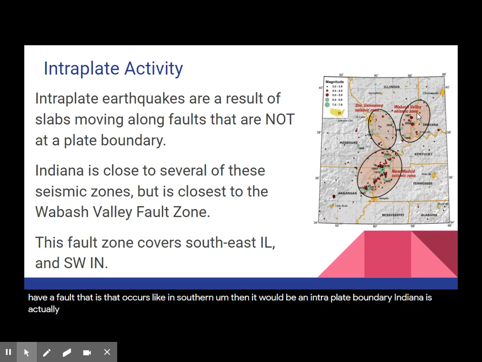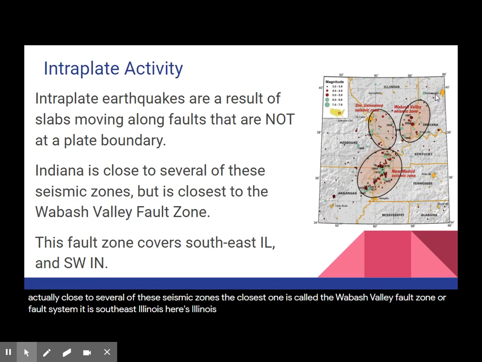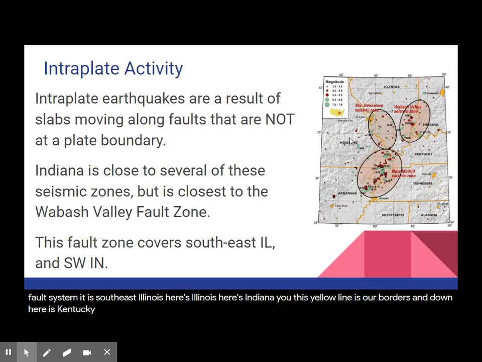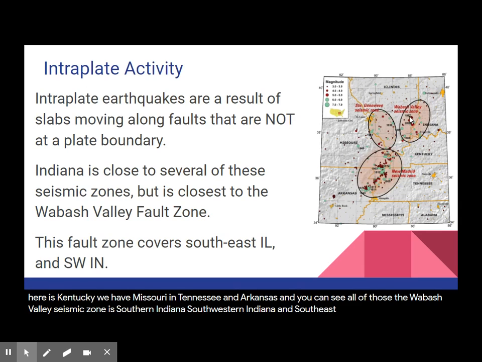Indiana is actually close to several of these seismic zones. The closest one is called the Wabash Valley fault zone or fault system. It is in southeast Illinois. Here's Illinois. Here's Indiana. This yellow line is our borders. And down here's Kentucky. We have Missouri and Tennessee and Arkansas, and you can see all of those. The Wabash Valley seismic zone is southern Indiana, southwestern Indiana, and southeastern Illinois.